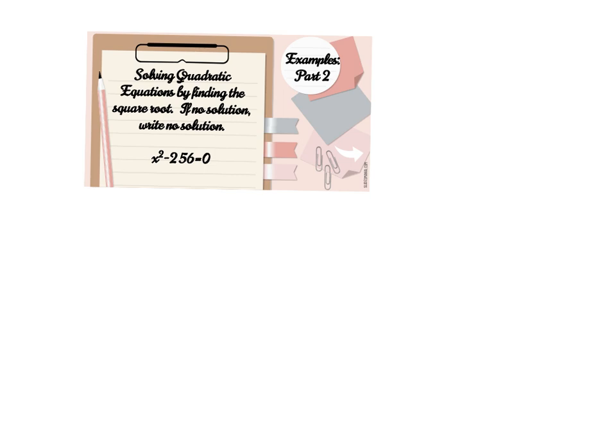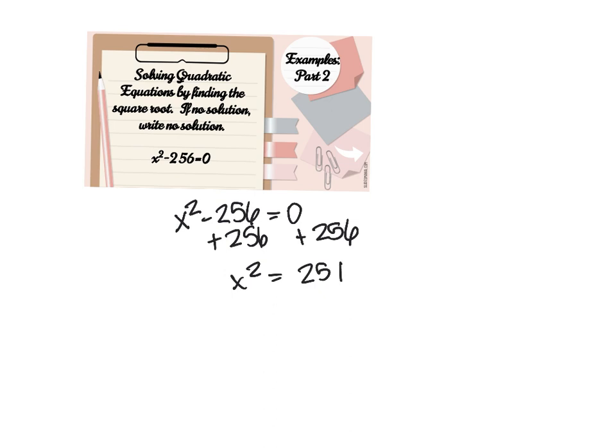So we have x squared minus 256 equals 0. So we're going to add 256 to both sides. And that's going to leave us with x squared equals 256.